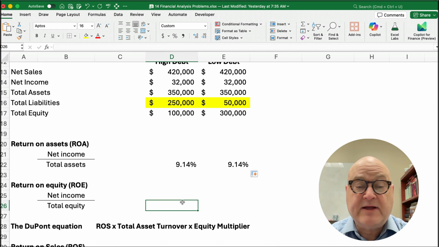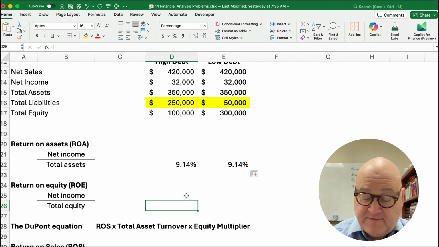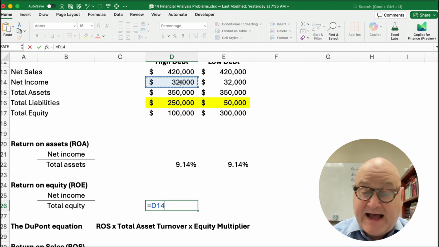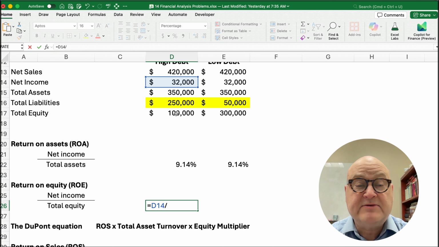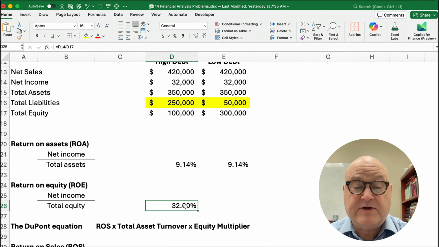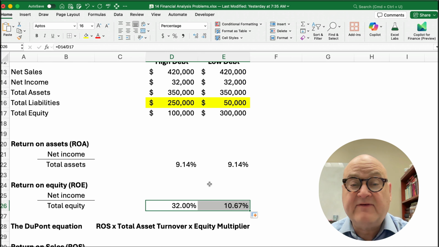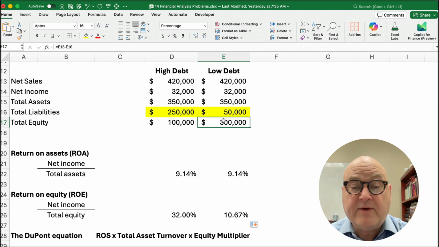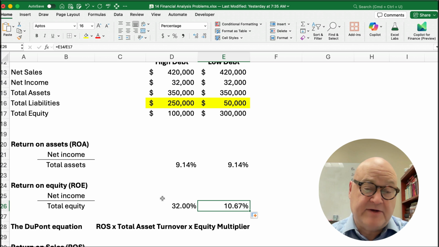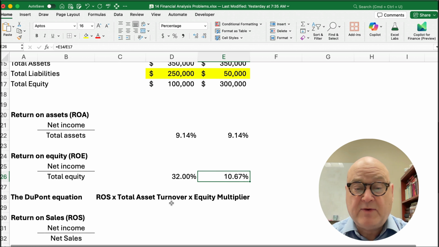Now return on equity is going to be net income divided by equity. So net income of $32,000 divided by the equity, which is $100,000 here. Well, that's going to be 32% return on equity. And for the low debt company, it's only 10.67%. So because we have more equity and less debt, our return on equity is going to be a little bit smaller. Okay, so those are our check figures basically for the DuPont equation.